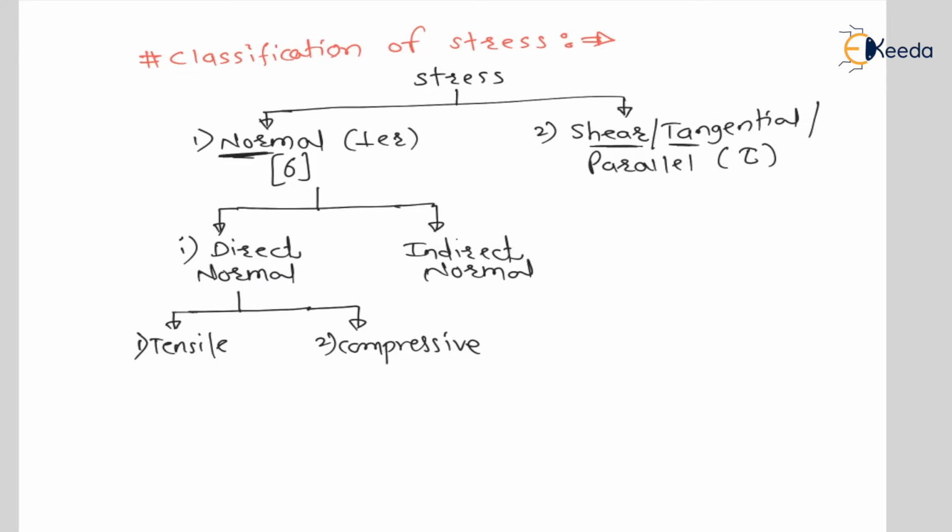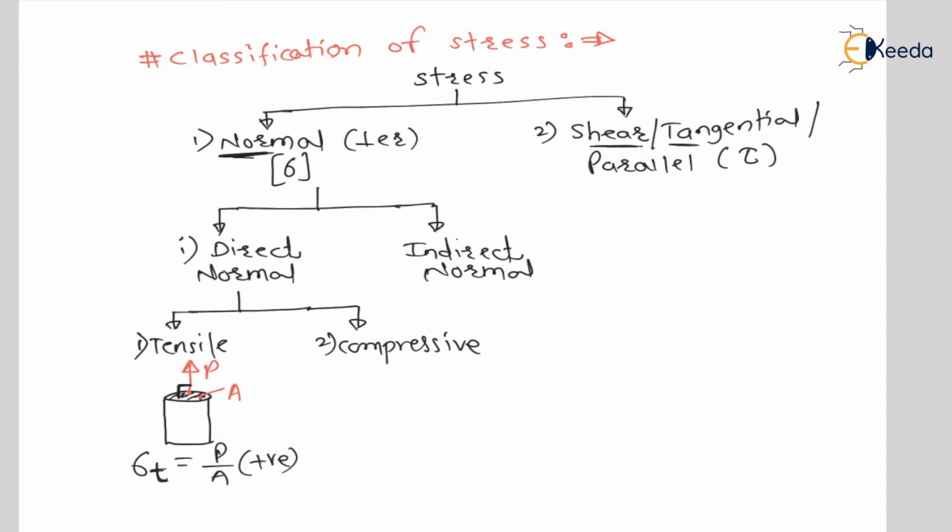Now see, let's say I consider one element, this is a component, and let's say this hatching is the area on which force P is applied. Then see here, the force is normal to the area, perpendicular to the area, therefore stress will be normal. And force is tensile, therefore it is tensile normal stress. It is equal to P by A, and tensile stresses are considered as positive stresses.